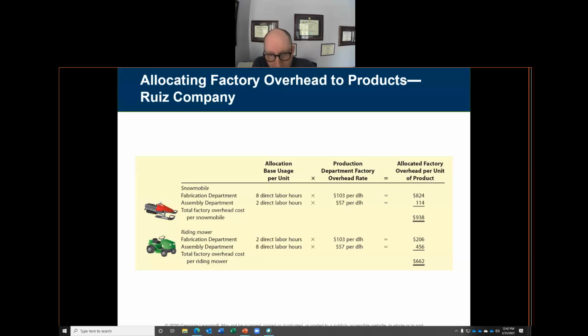You apply that same concept to the riding lawnmowers. Riding lawnmowers factory overhead is $662. Now you can see that it's significantly different than the single plant-wide rate method.